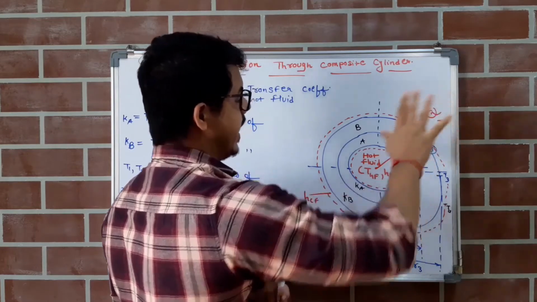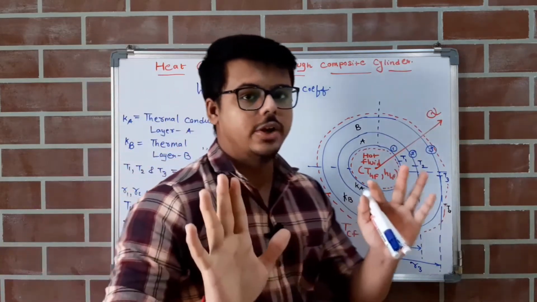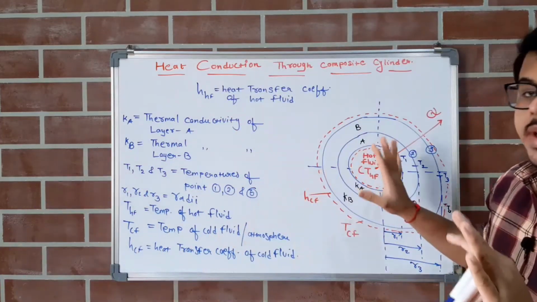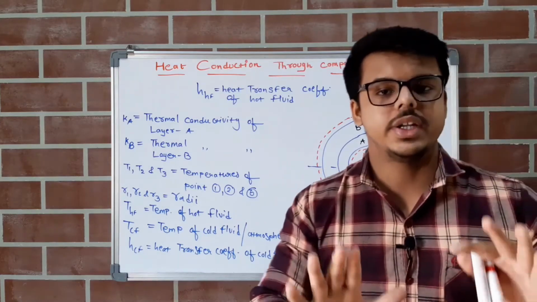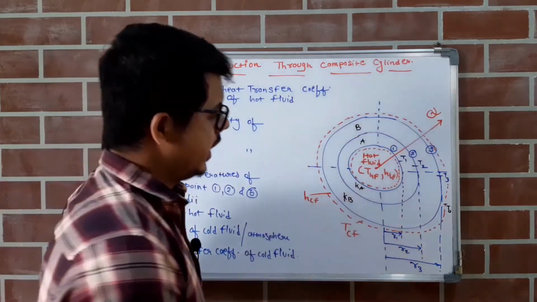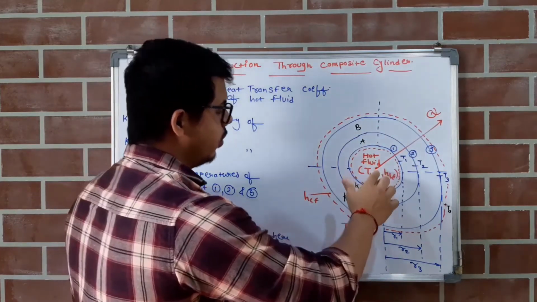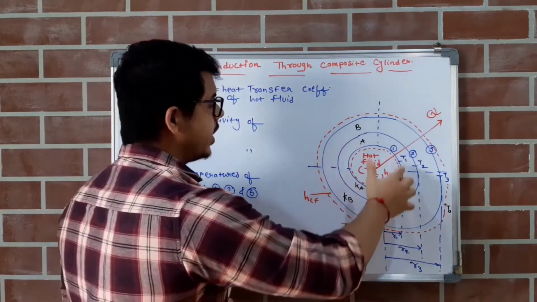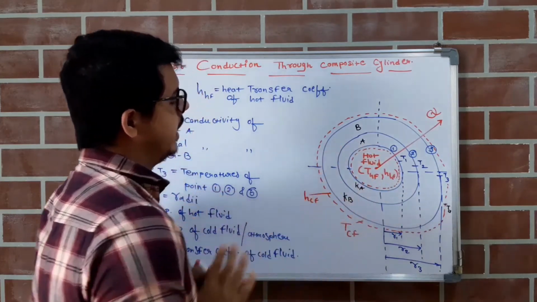So this is the radial direction. In previous videos I had told that when you see the case of cylinder, then always consider the direction of heat flow along the radial direction. So this is the direction of heat flow. So now the heat will flow from the hot fluid to the innermost layer of the hollow cylinder.